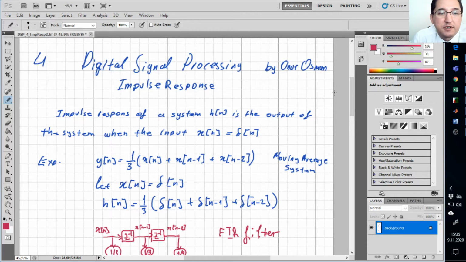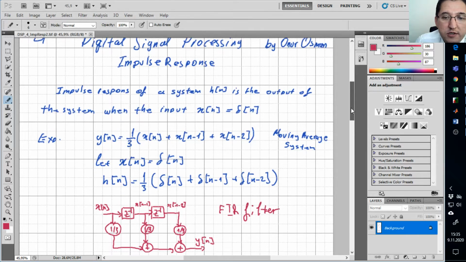Hello everyone, this is a short video for impulse response of a system. Impulse response of a system h[n] is the output of the system when the input is delta[n]. Here we have two examples.